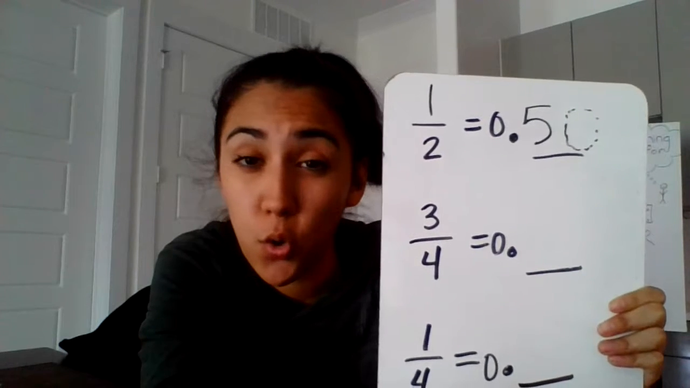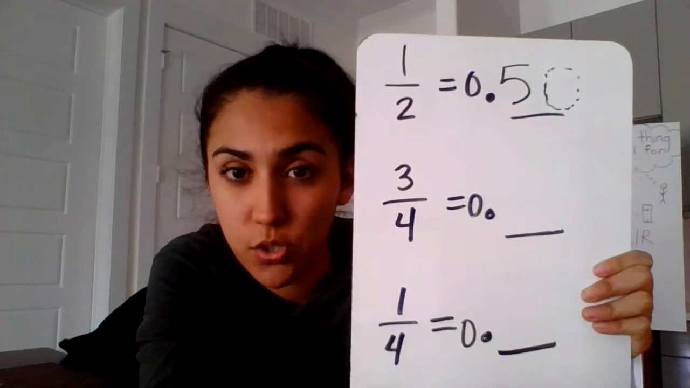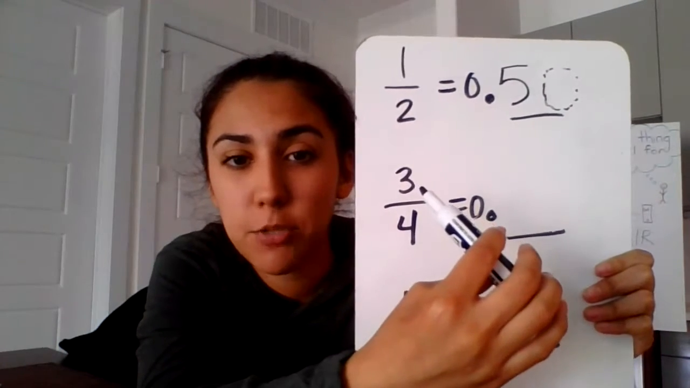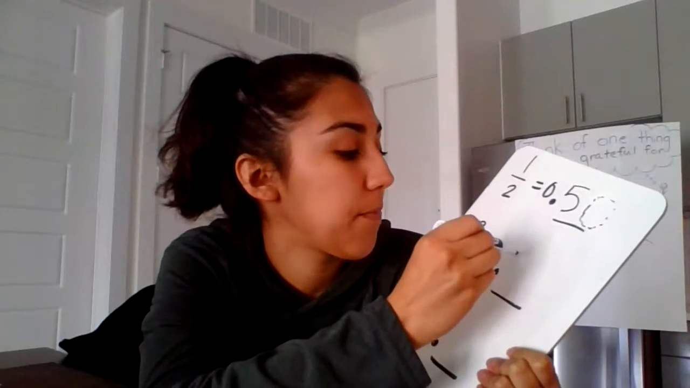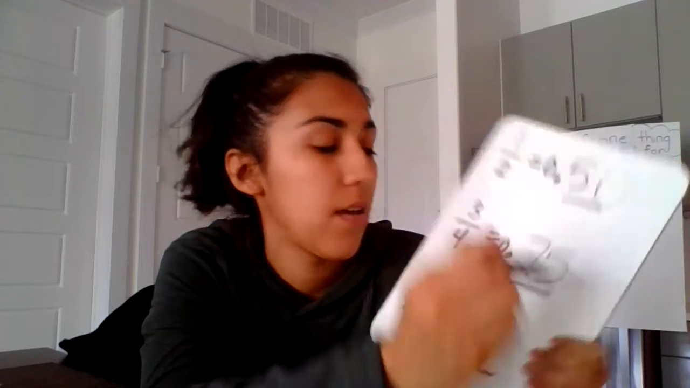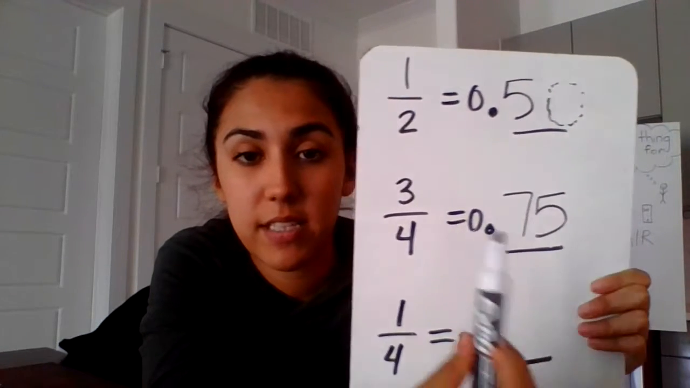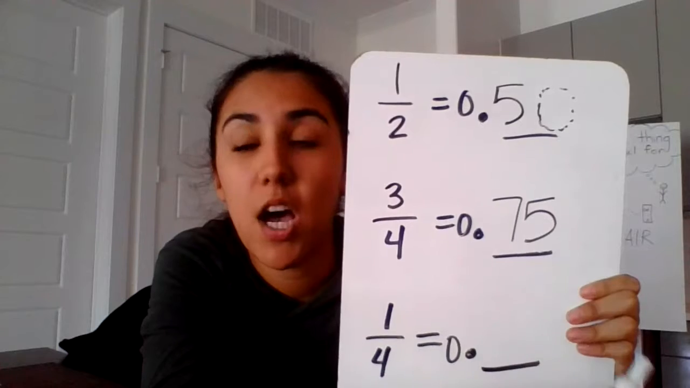Okay, 3/4. Okay, think of quarters. It takes 4 quarters to make a dollar, which is a whole. So how much money would you have if you had 3/4? That's right. 75 cents. So that is the equivalent decimal, 75/100.